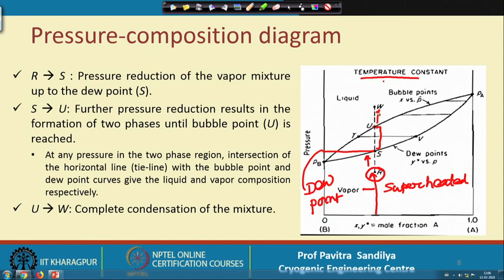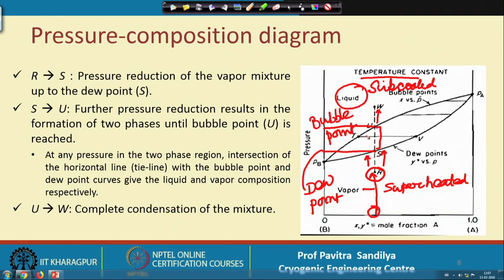That means as I keep increasing the pressure, first I go to a two-phase region which starts at S, that is the dew point pressure, and then we go to the bubble point pressure, and if I raise the pressure above the bubble point, we will end up with the subcooled liquid region. And this is true for a given composition.